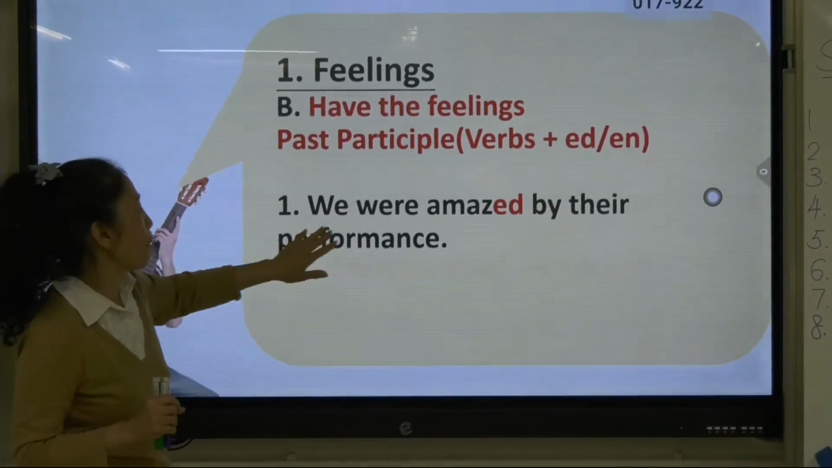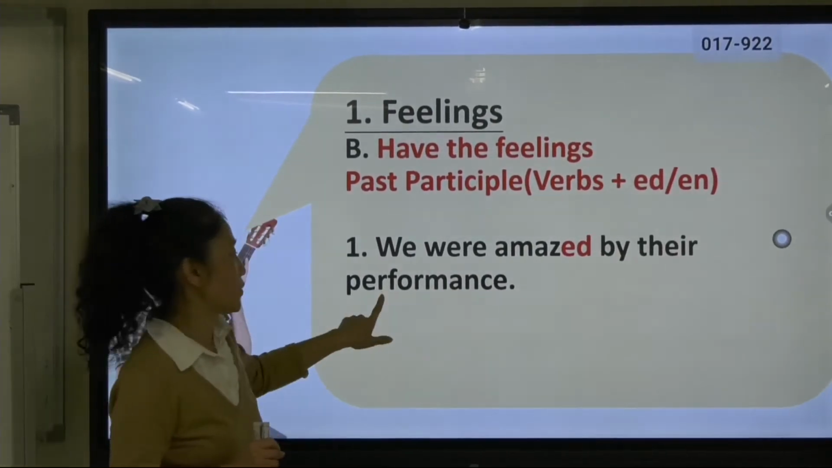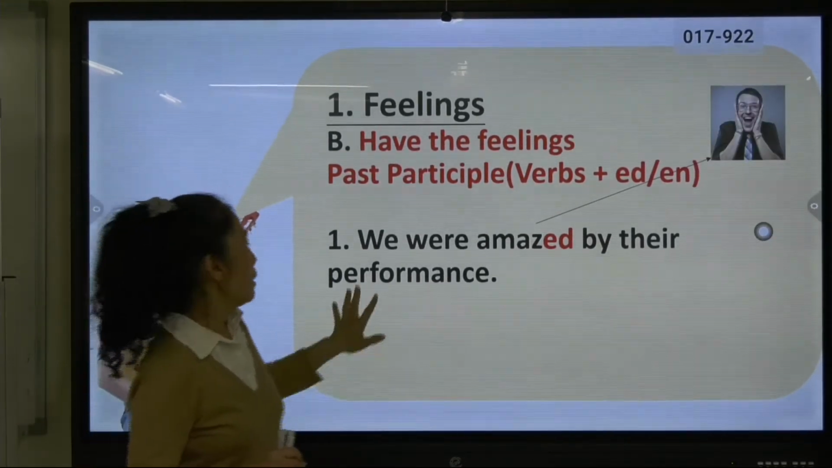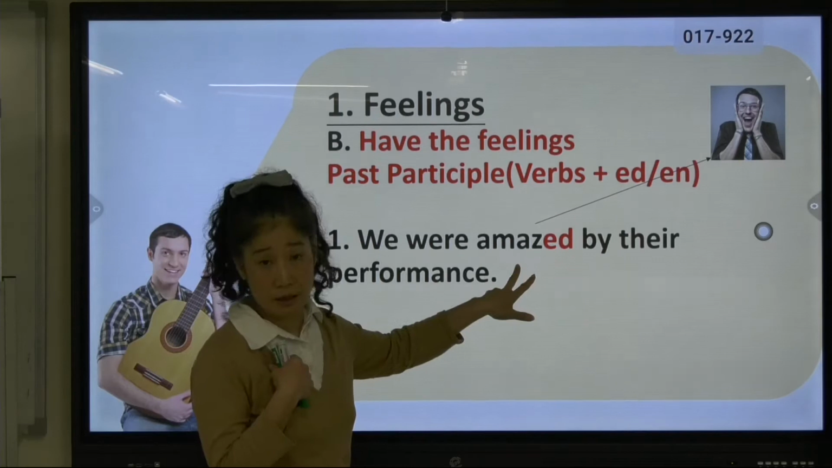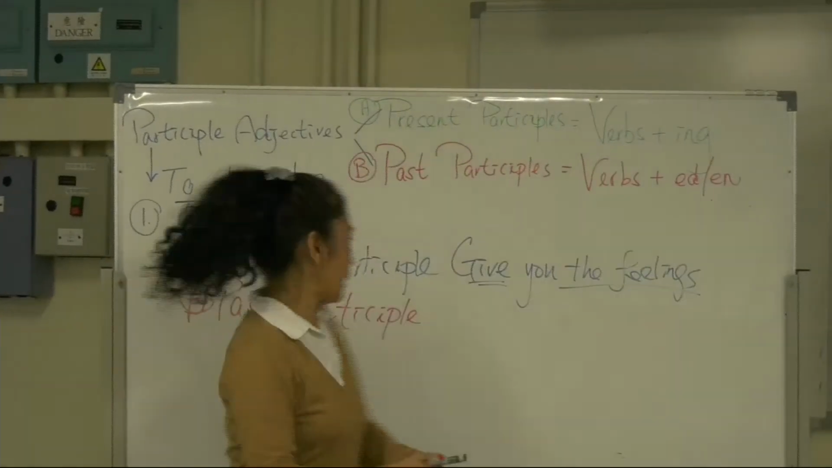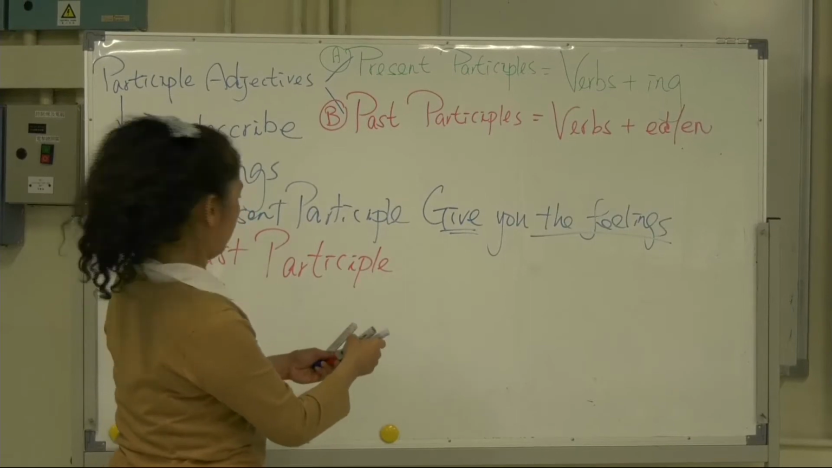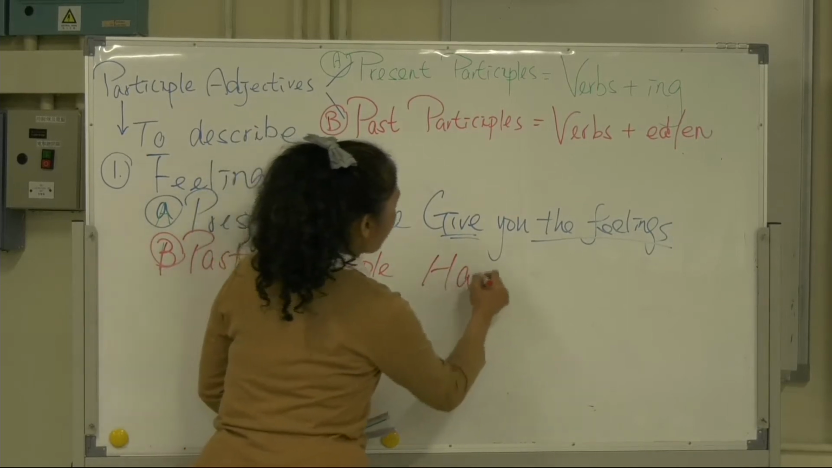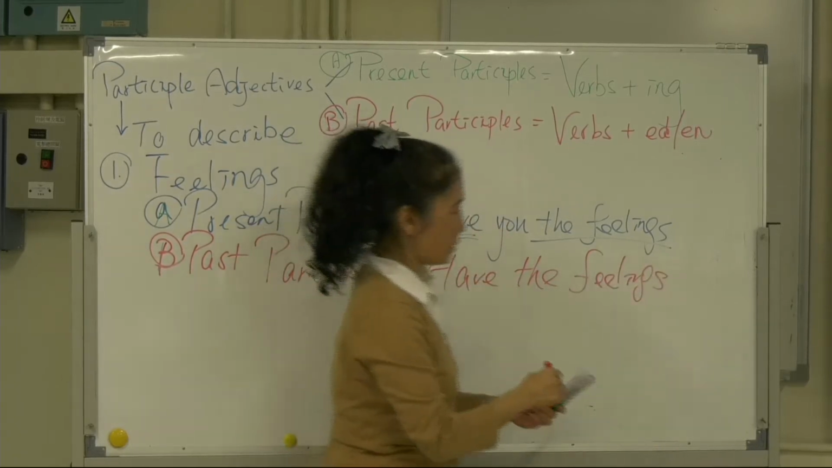Let's look at this example. We were amazed, past participle, by their performance. After watching the performance, I have the feeling amazed. I have the feeling amazed. So when you use past participle, that means you are describing yourself as having the feelings. Have the feelings.